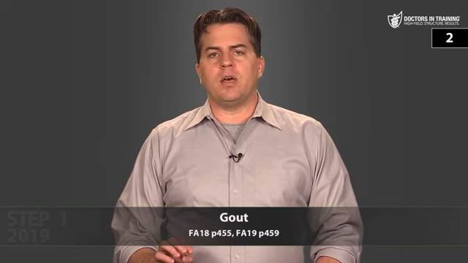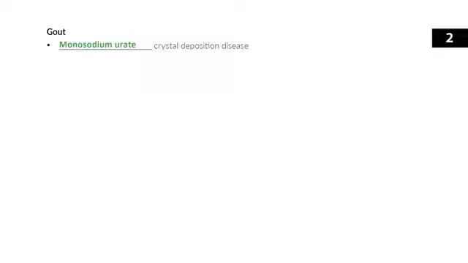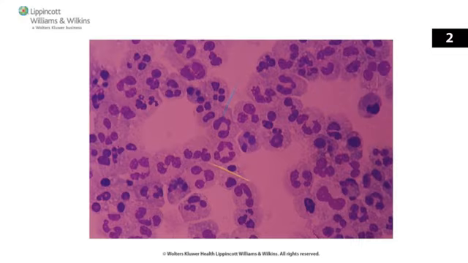We call it gout, but as you should be aware, there's a more descriptive name, monosodium urate crystal deposition disease. Those monosodium urate crystals then trigger an inflammatory response, and the joint gets acutely inflamed, becoming red hot and painful. So if you were to stick a needle into that inflamed joint and draw out some fluid, you could see these urate crystals under the microscope. The crystals are needle-shaped, so they are long, thin, and pointy. They are also negatively birefringent.